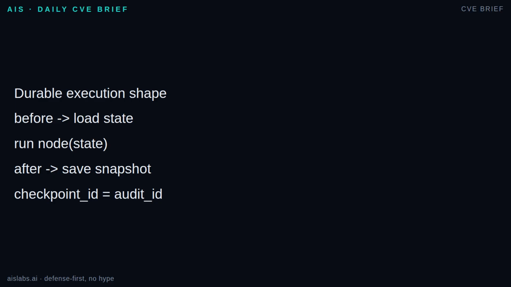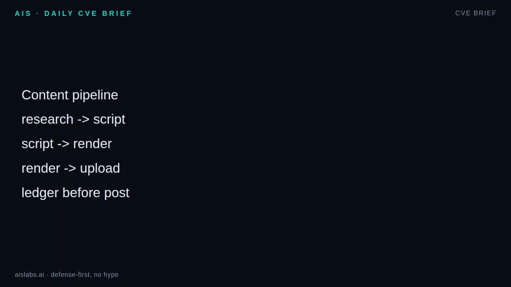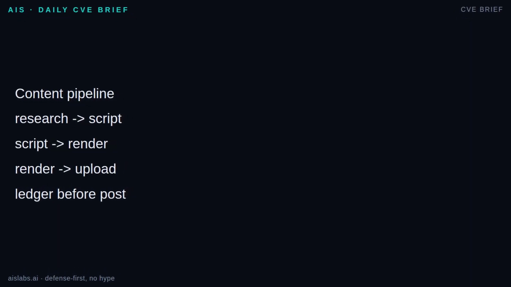Opinionated note: save complete state first. Optimize to deltas later, after correctness is boring. Take a content pipeline. Node 1 gathers sources. Node 2 writes an outline. Node 3 drafts the script. Node 4 renders assets. Node 5 uploads the video. Node 6 schedules the post.